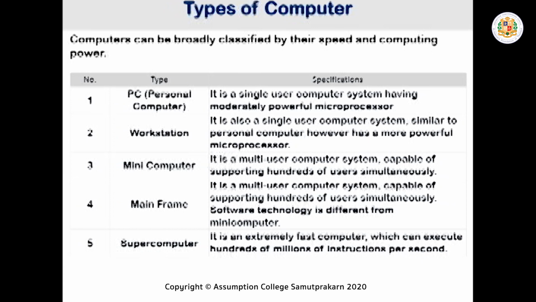Okay, so it's a bit different from a mini computer. Next, we have the supercomputer. It is an extremely fast computer which can execute hundreds of millions of instructions per second. So a supercomputer is really fast. It can execute hundreds of millions of instructions per second.